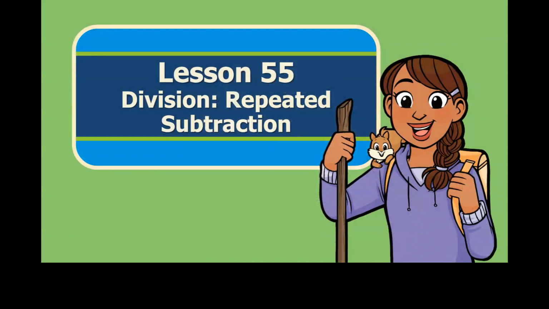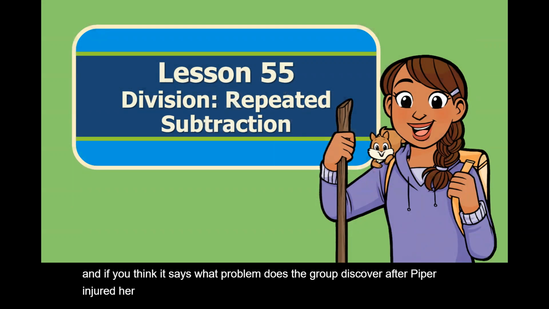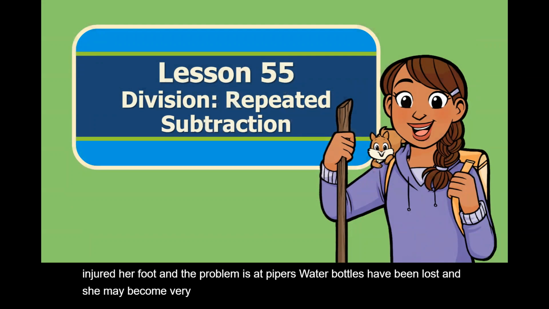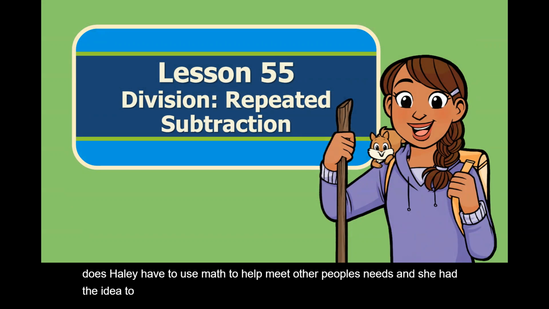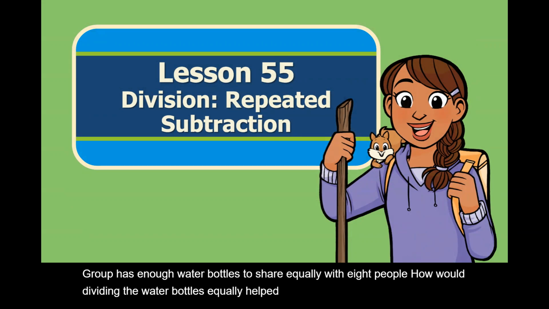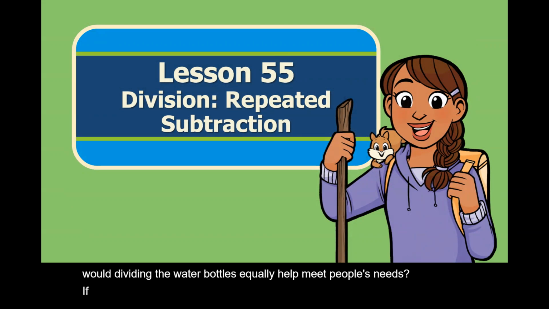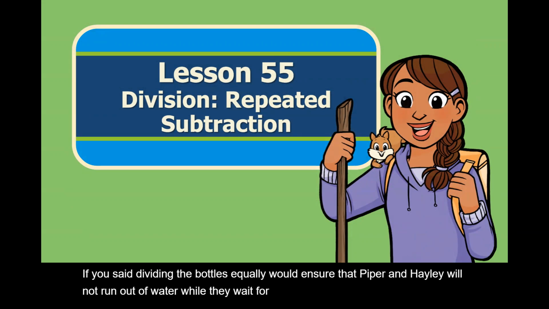Okay, so I'm going to assume that you have read your story and you are back. It says, what problem does the group discover after Piper injures her foot? The problem is that Piper's water bottles have been lost and she may become very thirsty while waiting to be rescued. It says, what idea does Haley have to use math to help meet other people's needs? She has the idea to use division to find out if the group has enough water bottles to share equally with 8 people. How would dividing the water bottles equally help meet people's needs? Well, if you said dividing the bottles equally would ensure that Piper and Haley will not run out of water while they wait for help, then you're correct.